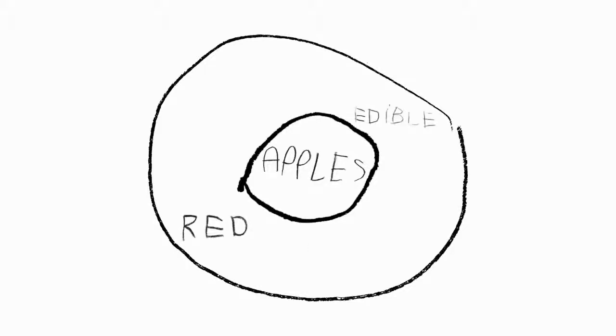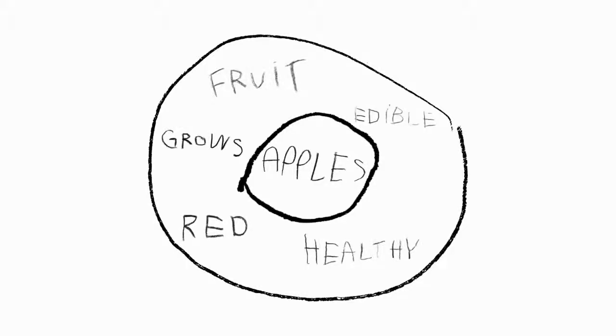A teacher might begin by asking, what do you know about apples? Students would use a circle map to identify and define an apple in different contexts, really brainstorming. Well, it's red, you can eat it, it's good for you, it's fruit, it grows.